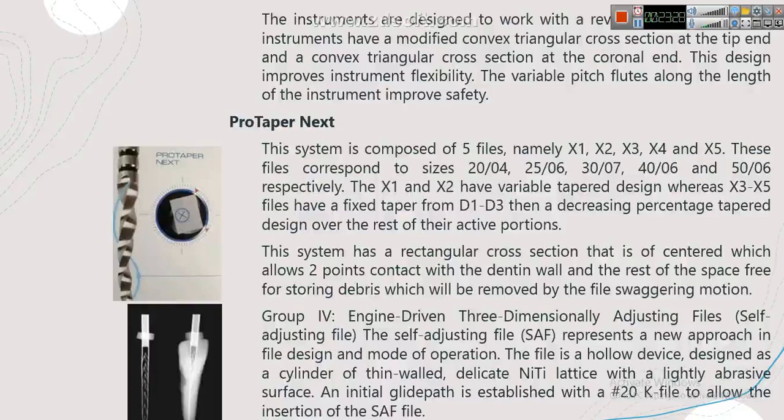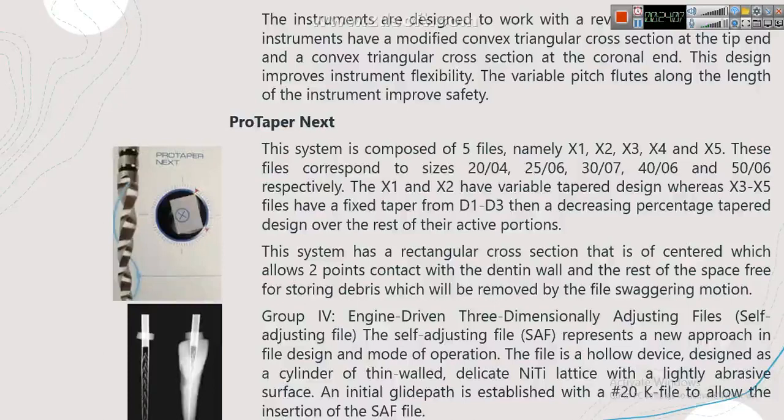Another group: the engine-driven, three-dimensionally adjusting file, the self-adjusting file. The cost of such a file is a little bit expensive, but it is available in the market. Maybe some dental research units provide such files for their researchers. I think it is expensive for individual dentists to buy it and apply it to patients.